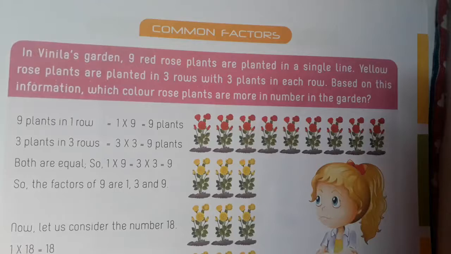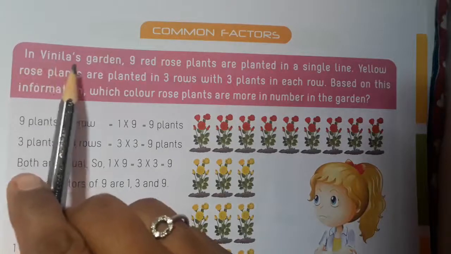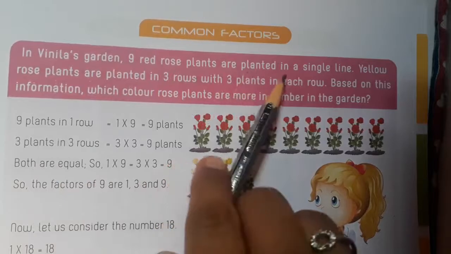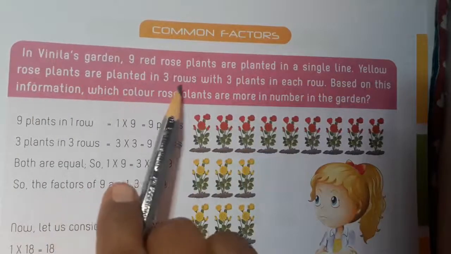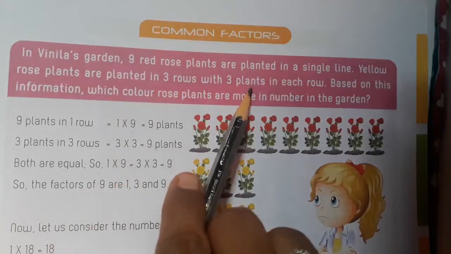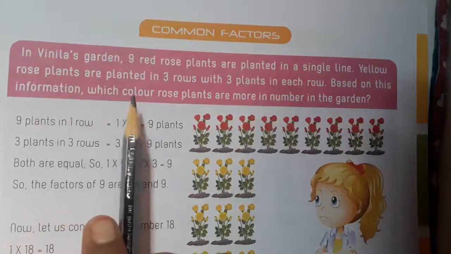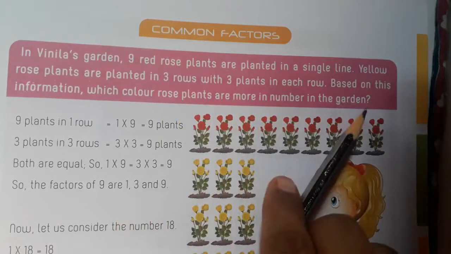Common factors. Next one, common factors. See, here is an example. In Vanilla's garden, 9 red rose plants are planted in a single line. Yellow rose plants are planted in 3 rows with 3 plants in each row. Based on this information, which color rose plants are more in number in the garden?